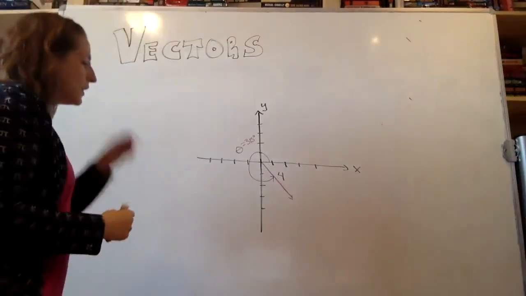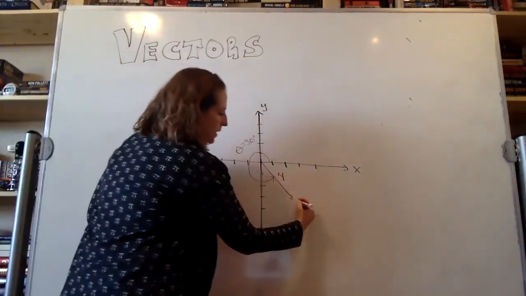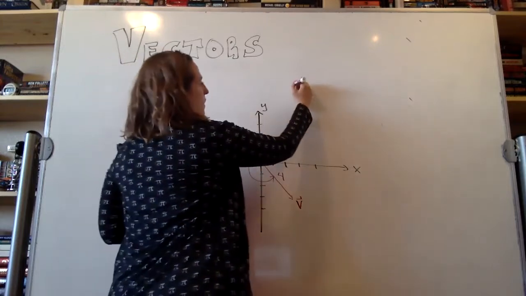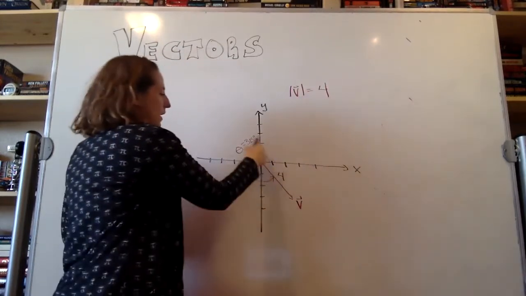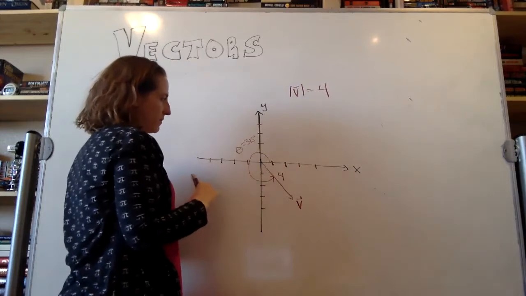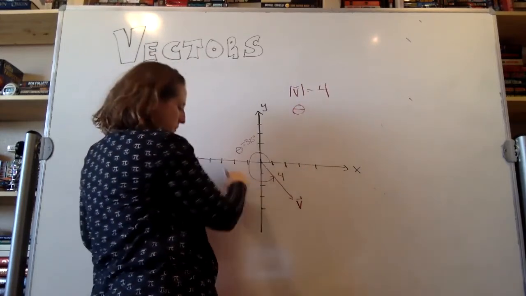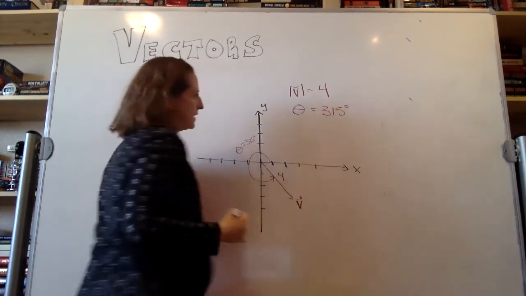All right, so here again is a vector defined by its magnitude. We're going to call this vector v. So what do we know about v? We know that the magnitude, or the length, of v is equal to 4. And we also know the direction angle for v. Remember, the direction angle is always given from the x-axis, and it's a positive angle. So our direction angle is 315 degrees.